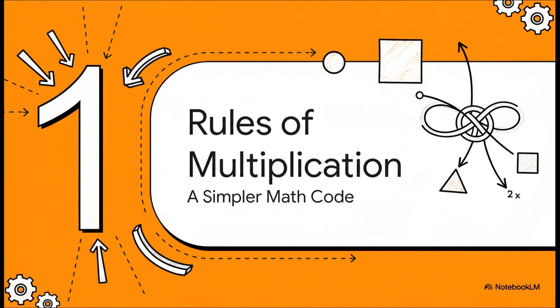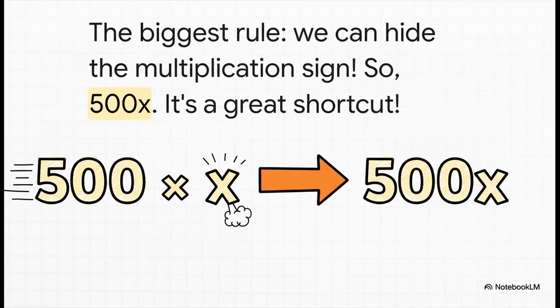There are a few special rules. Think of it like a simple math code that makes everything look neat and easy to understand. Let's start with the rules for multiplication. This first rule is probably the most important one for multiplication. We can actually hide the multiplication sign. So instead of writing out 500 times x, we can just smush them together and write 500x. It means the exact same thing. So from now on, whenever you see a number stuck right next to a letter, you'll know it secretly means multiply. It's a great little shortcut.